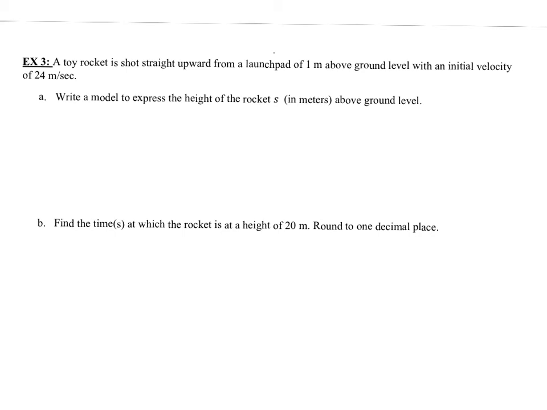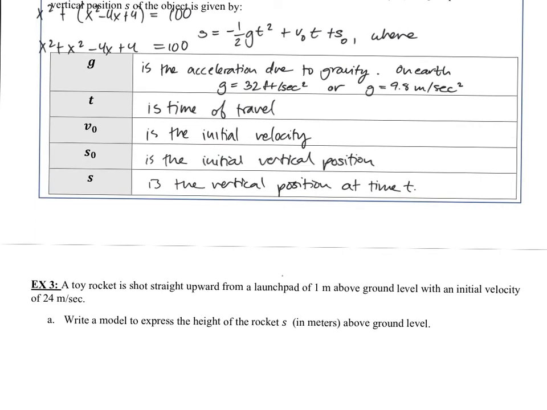This whole problem is talking about initial velocity and all sorts of things like that. So I'm going to use the equation that's been given, which is S equals -1/2 gt squared plus v sub 0 t plus s sub 0. Now I need to fill this out. What am I given? I'm given an initial velocity of 24 meters per second. Initial velocity is v sub 0, so v sub 0 is 24.